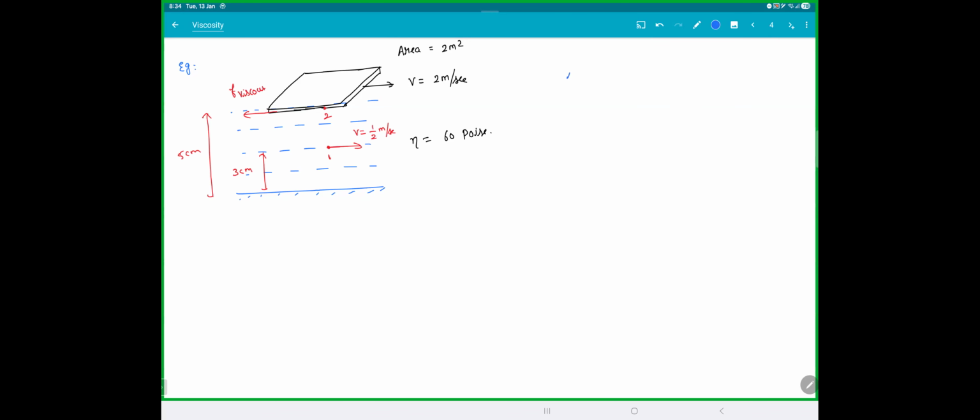So first thing, when you do delta V by delta Z, and if you are going to use V2 minus V1 by Z2 minus Z1, remember this is valid only for thin layers. So here V2 minus V1 will be 2 minus half, and Z2 minus Z1 will be 5 minus 3 centimeters, so 10 power minus 2 meters. That is 3 by 4 into 100. That's around 75. Right, so just be careful there.